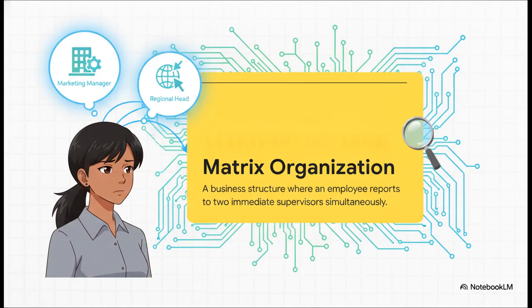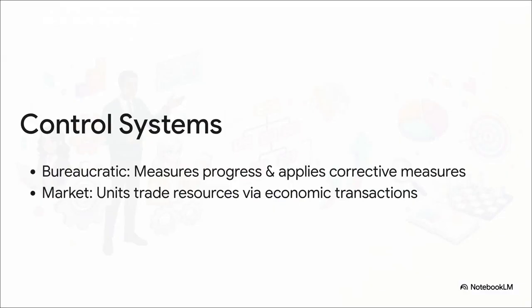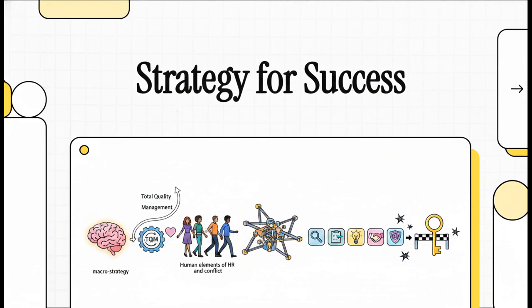Write that one down. To keep this massive organizational skeleton from falling apart, we rely on control systems. Bureaucratic control measures progress against goals and applies corrective measures directly, very top-down. But market control? That's a whole different beast. It actually treats internal business units as independent profit centers that trade resources with each other via economic transactions. It's literally using market forces inside the company itself. Pretty cool, right?